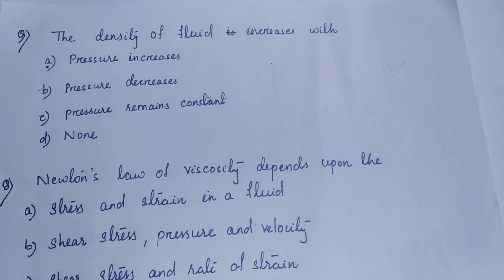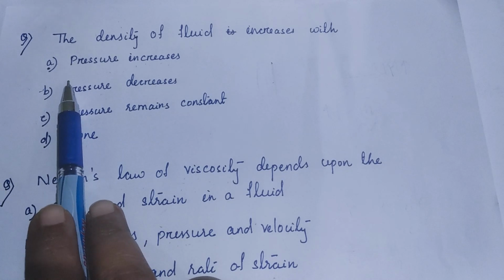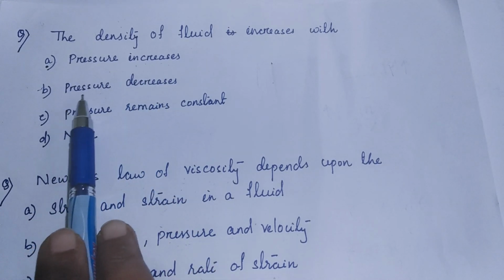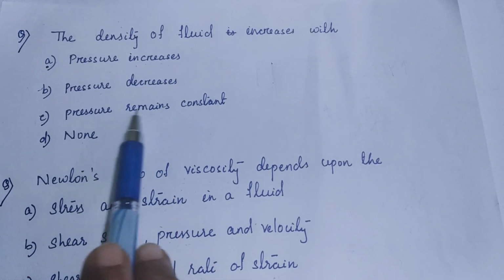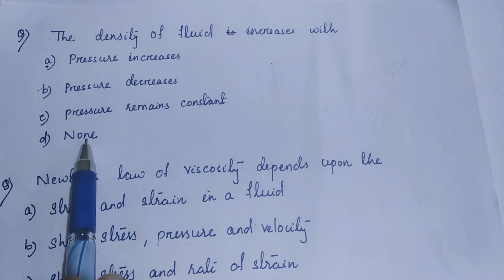Hello everyone. Today we will be discussing some questions and numericals based on basic concepts of properties of fluid. Let's start with the first question. The density of fluid increases with: bit A, pressure increases; bit B, pressure decreases; bit C, pressure remains constant; and bit D, none. Let us understand this with a simple example.